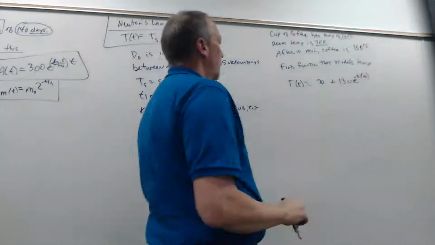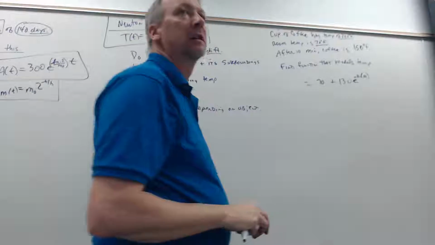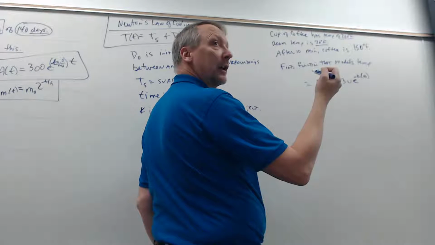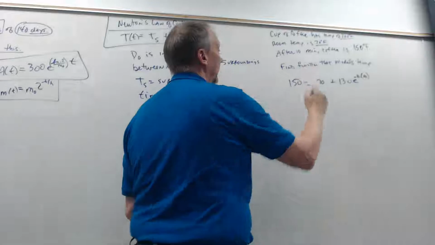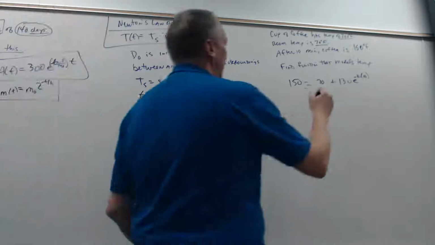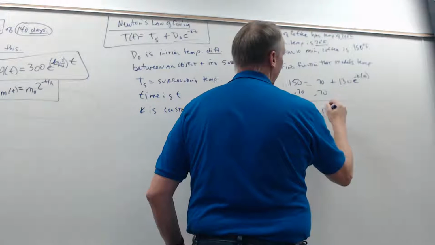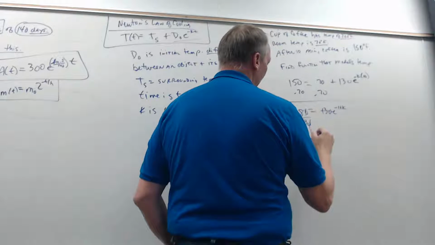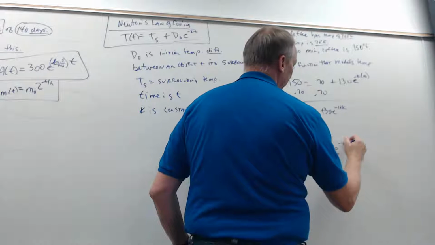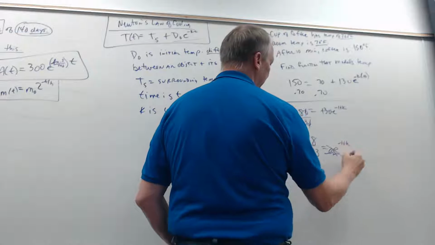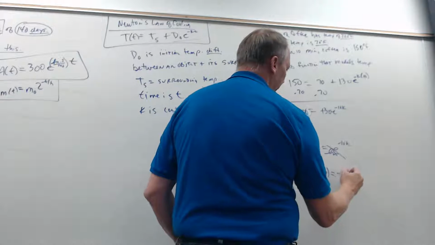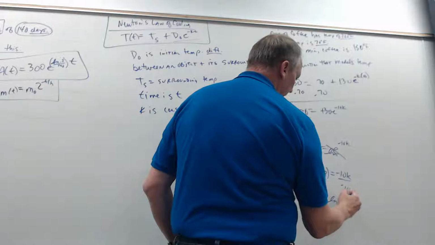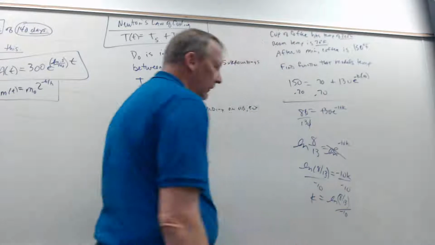After 10 minutes, the coffee is 150. So 150 minus 70, subtract 70: 80 equals 130 e to the minus 10k, right? Then we're going to divide by 130. 8/13 equals e to the negative 10k. We're going to take the natural log of both sides, and the e goes away. ln of 8/13 equals negative 10k. Divide by negative 10. So k equals ln of 8/13 over negative 10.